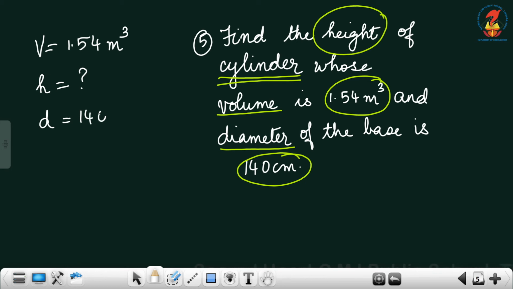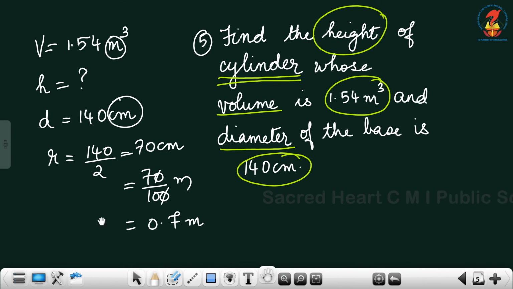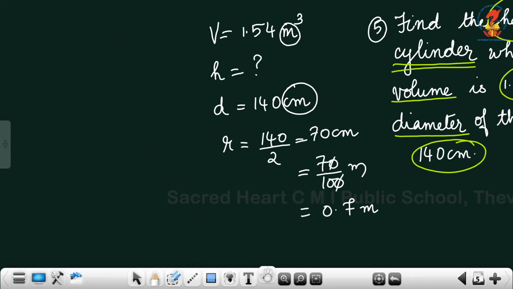Diameter is given as 140 centimeter. Children, just look here. Meter, centimeter. Always convert it to one unit. If diameter is 140 centimeter, what will be the radius? 140 by 2. Diameter by 2, 70 centimeter. I am going to convert centimeter to meter. 70 by 100 meter. 0 and 0 get cancelled. 0.7 meter. So I know the volume of the cylinder. I know the radius of the cylinder. Now I have to find the height of the cylinder.